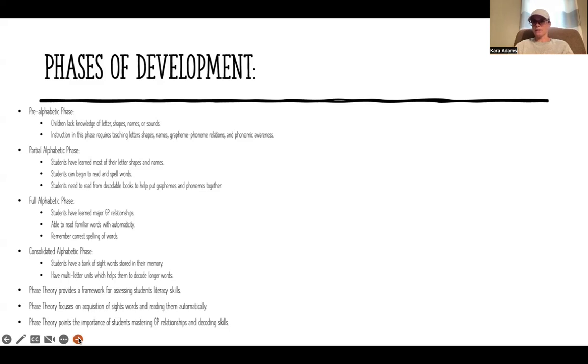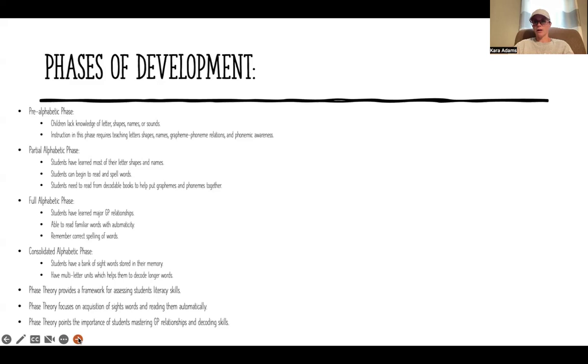So the first phase is the pre-alphabetic phase. And this is where children really don't have any knowledge of letters, shapes, or sounds. The instruction that we're teaching them is teaching them their letters, sounds, shapes, phonemic awareness. And so we really want to understand if we have first graders coming to us without knowing any letters or sounds, then that's something that we need to, as a team in your building, come together and decide what kind of tier services are we going to provide that student.